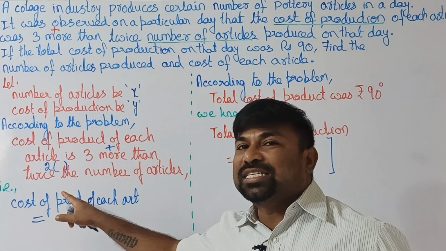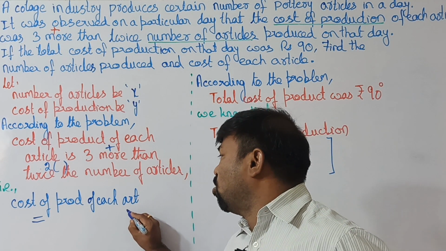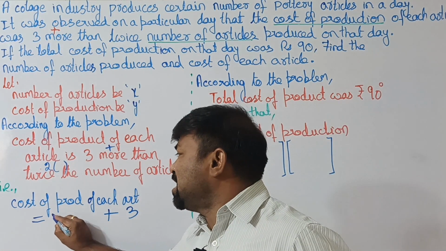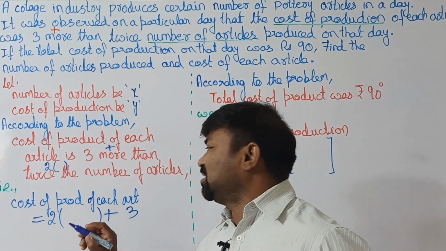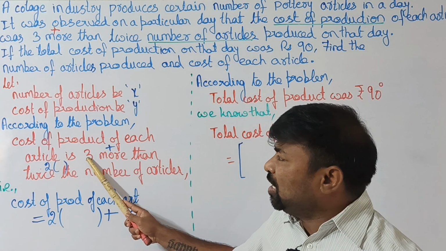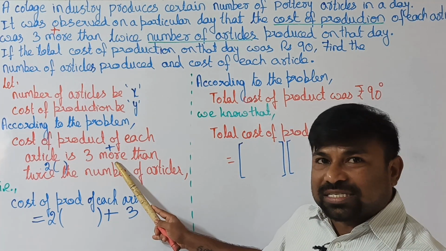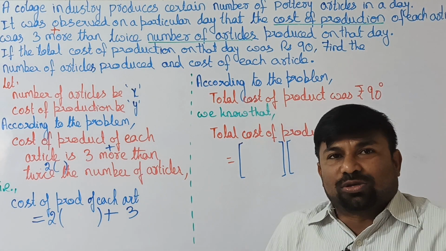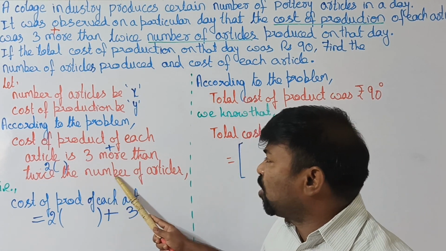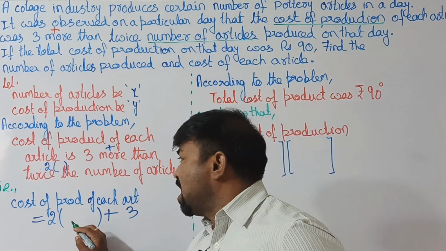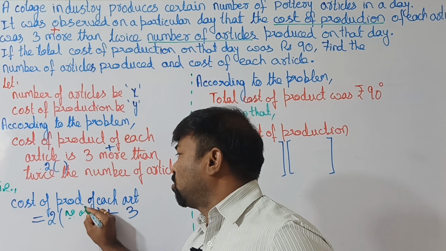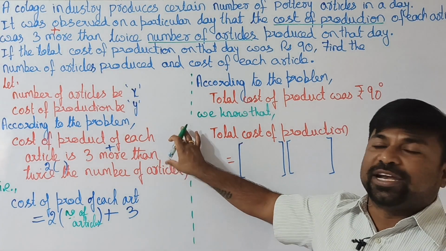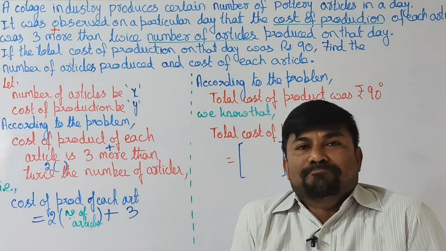So cost of production of each article equals 3 more. More means plus. Twice, this is the way we ought to remember. 3 is at the beginning, but I have written it at the last. More means plus. Twice means two times of something. What is the something? The number of articles. Here it comes: number of articles. This is the sentence form of writing, and now I have written it in terms of symbols.